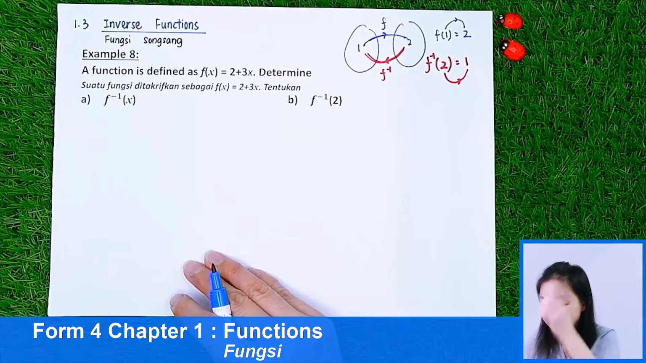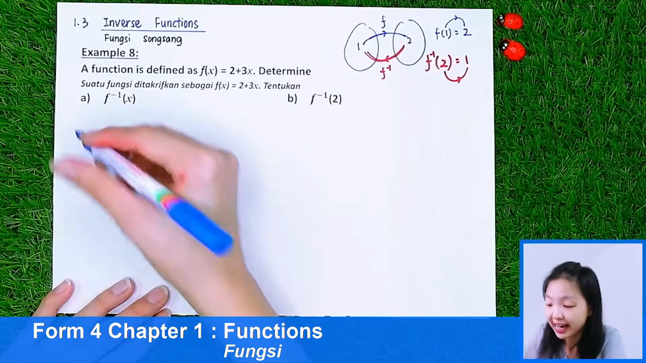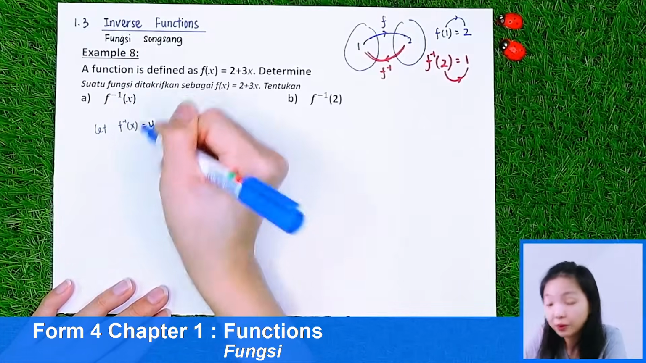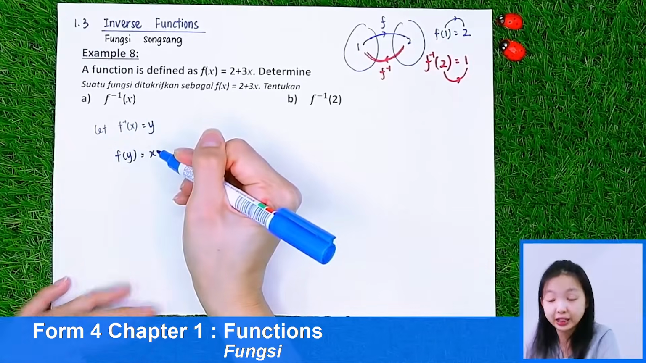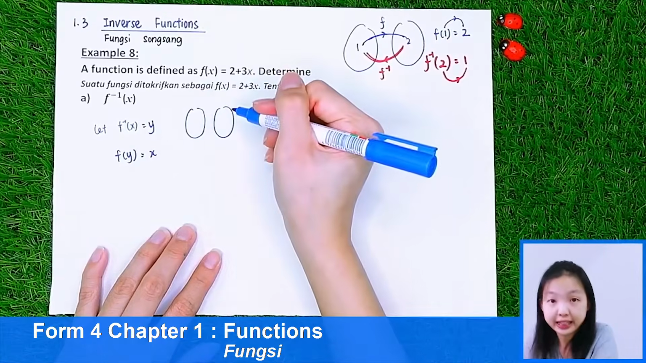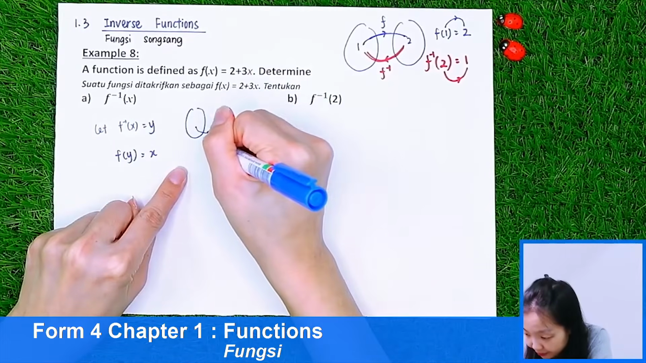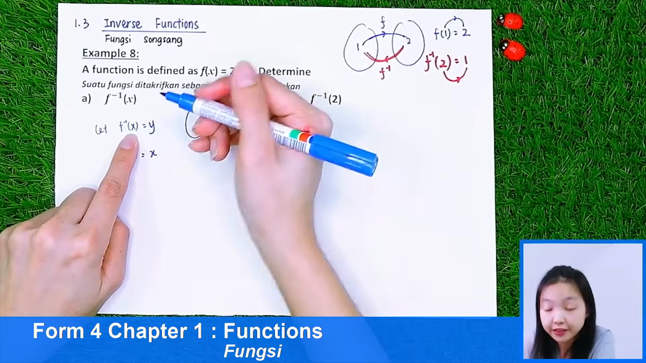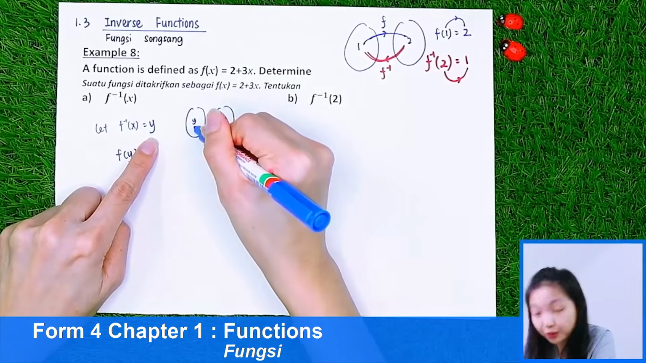A function is defined as f(x) equals to 2 plus 3x. Determine the f inverse. Okay, I will start with let f inverse x is equals to y. So my f(y) is equals to x. Do you know why? Let me draw you the arrow diagram. Here is the f inverse. This is the object for the inverse function, and this is the image. That's why x to y.